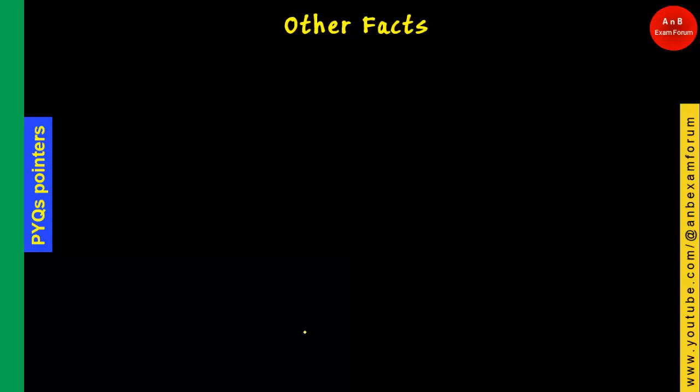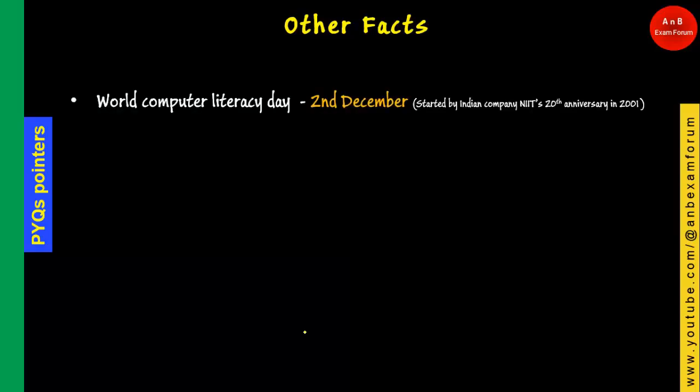Let's see the other facts. And the first fact is World Computer Literacy Day. Okay, you will be surprised to know that World Computer Literacy Day was started by an Indian company, that is NIIT, the National Institute of Information Technology, when their 20th anniversary was there in the year 2001. Okay, they made that day, World Computer Literacy Day, which is their foundation day in fact. So 2nd December is World Computer Literacy Day.